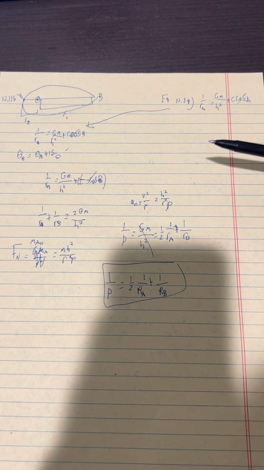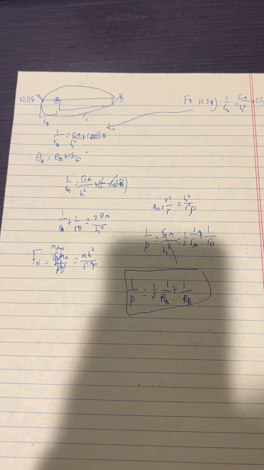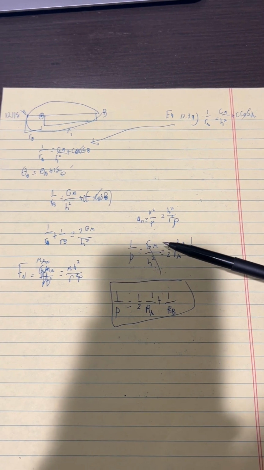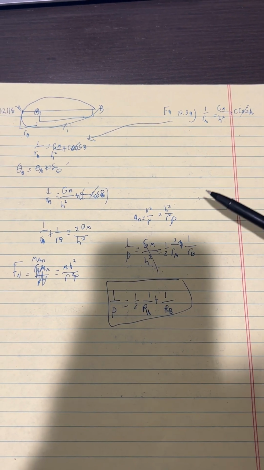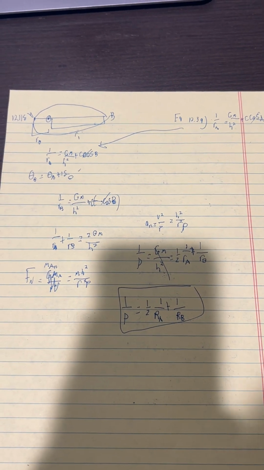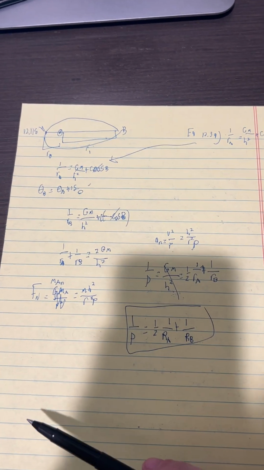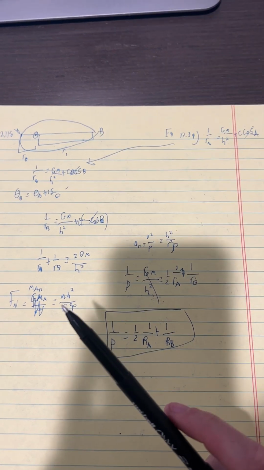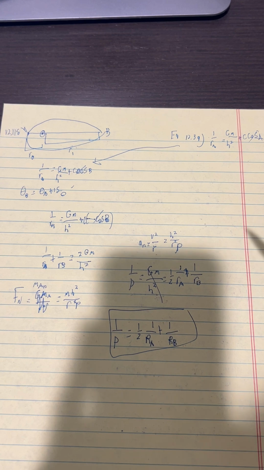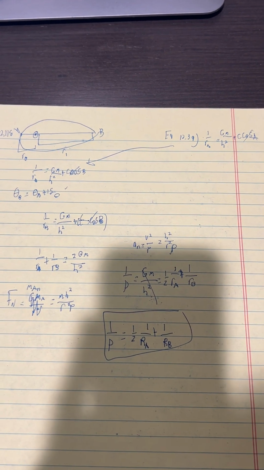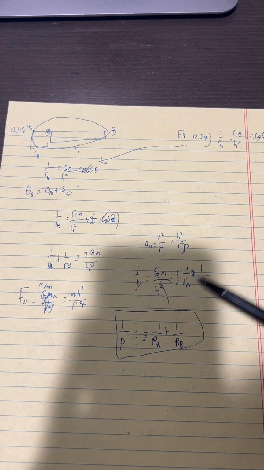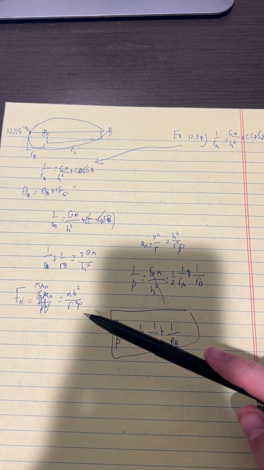And so I'm plugging that back into the original kinematics equation of a_n equals v squared over p, but then that also equaled h squared over r squared p. And then the force equaled GM times mass divided by r squared, which equaled mass times acceleration, and the acceleration equals h squared over r squared p.